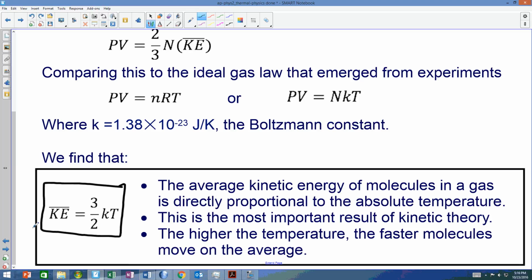So the average kinetic energy of the molecule in a gas is directly proportional to its absolute temperature. This is the most important result that comes out of the kinetic theory of gases. The higher the temperature, the faster the molecules are going to move on average.